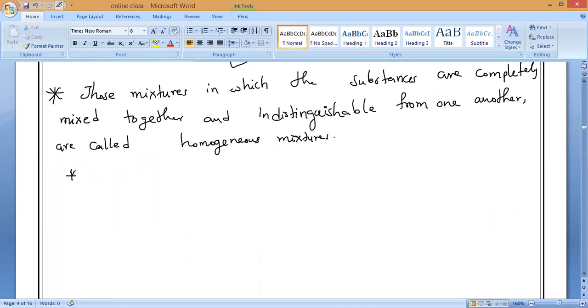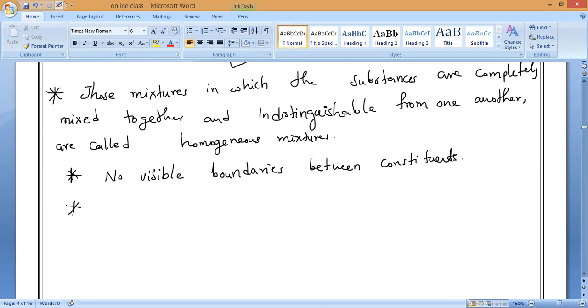What are the properties of that one? Please respond. You have to tell me. No visible boundaries. Equal distribution between constituents.